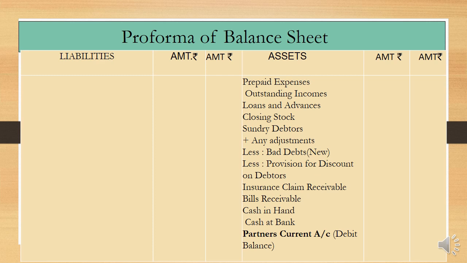Bills receivable, when the goods are sold on credit to the debtors, from them we have to collect the money. So for assurance purposes, we will get something in written form from the debtors, that is called a bills receivable, and that bills receivable is an asset. Cash in hand, cash at bank, that is a partnership firm's amount. So it is an asset for them, and the partner's current account debit balance is always shown on the asset side of the balance sheet. So I hope that all of you understood the balance sheet.